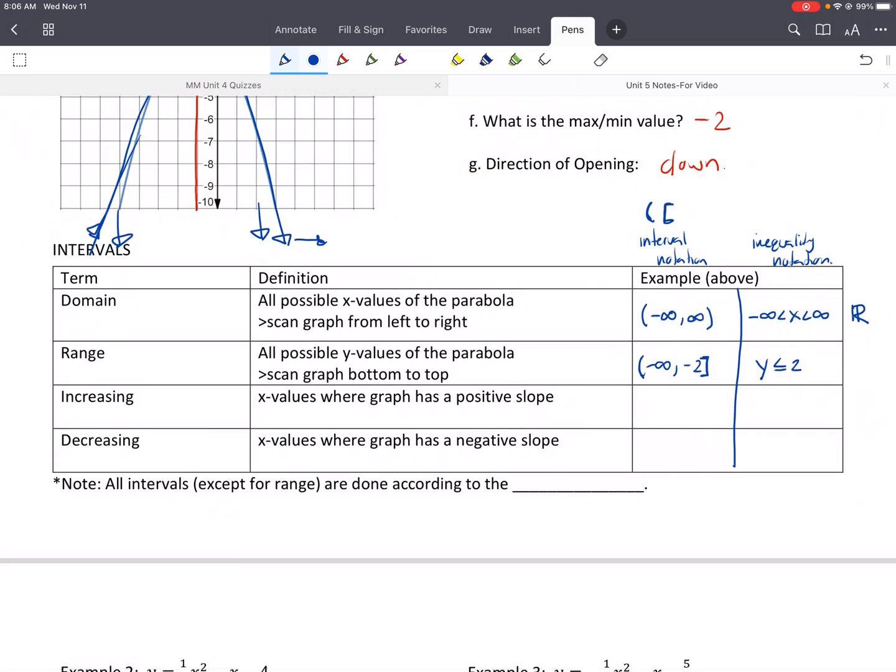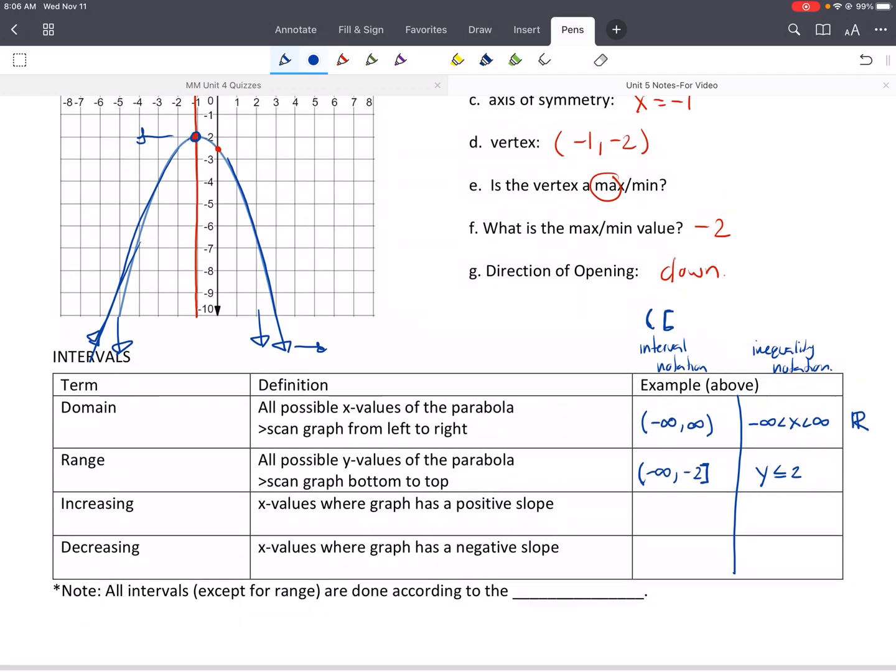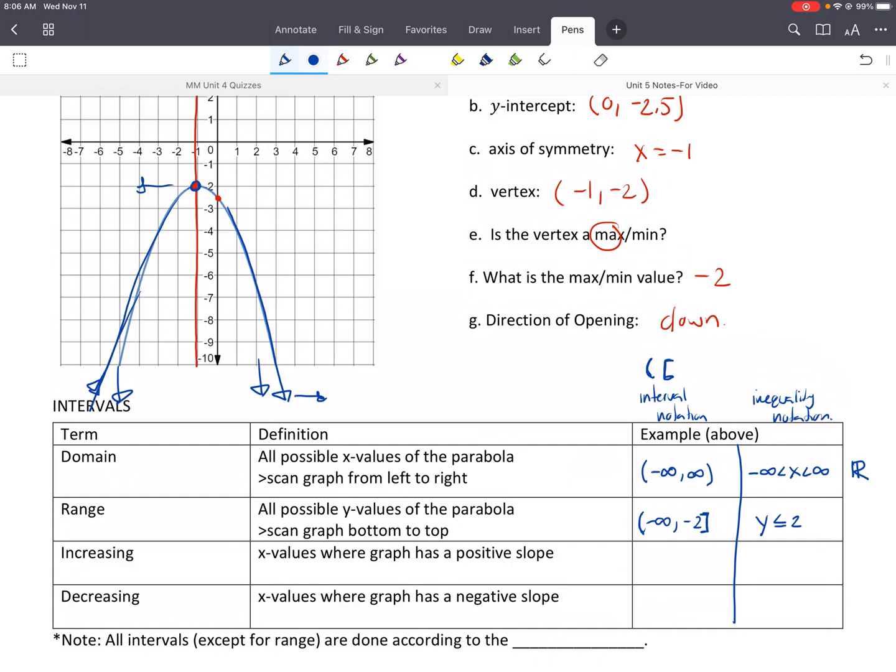Increasing and decreasing. When we're talking about increasing and decreasing, we're talking about the slope, or the rate of change. So we want to say, where is the parabola increasing? Where is the positive slope or the positive rate of change? We always go left to right. If I was walking on this parabola, I would be going up the parabola. It'd be positive slope, so this would be increasing.